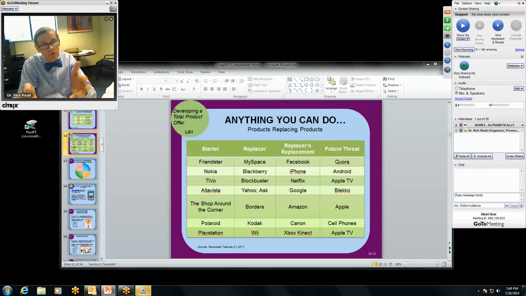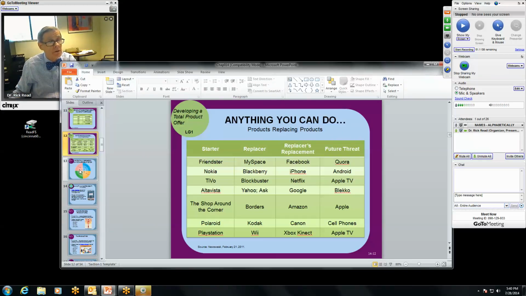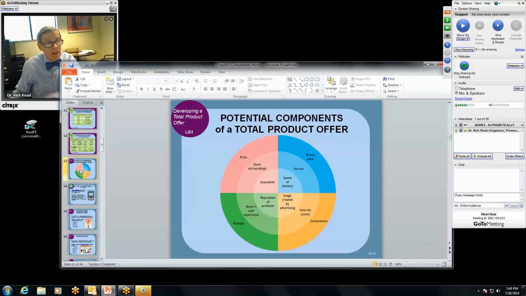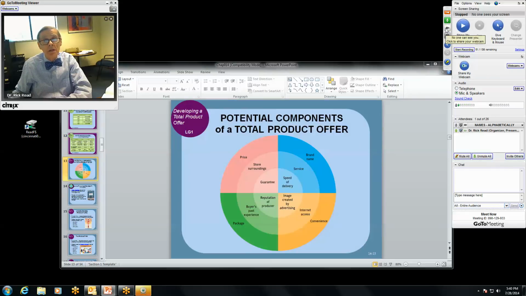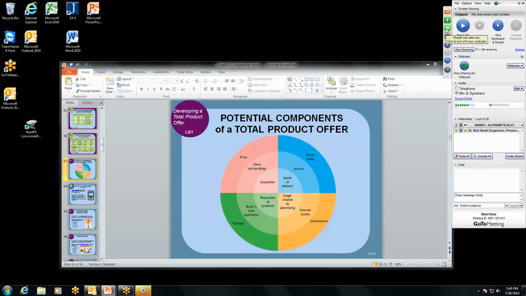Products replacing products. I'm not going to go there too much. It's something you can look at. Just understand that everybody has to be on the lookout, because what you're making today and what you're selling today may not be around much longer.